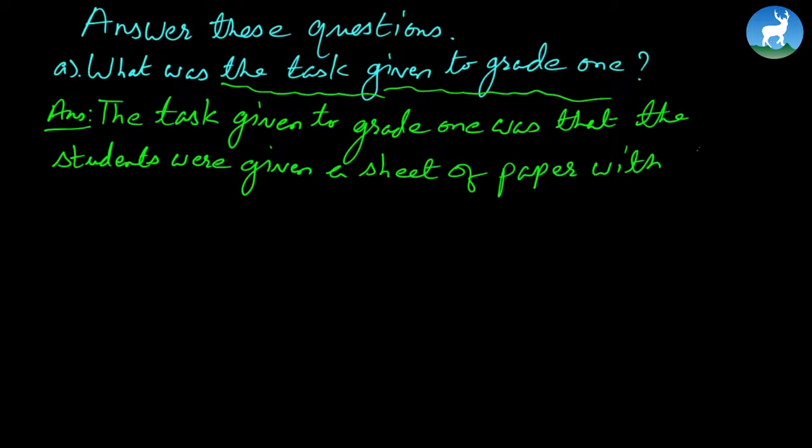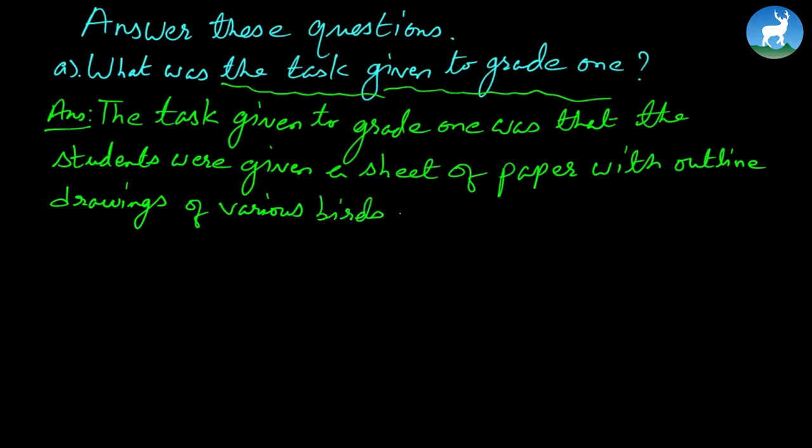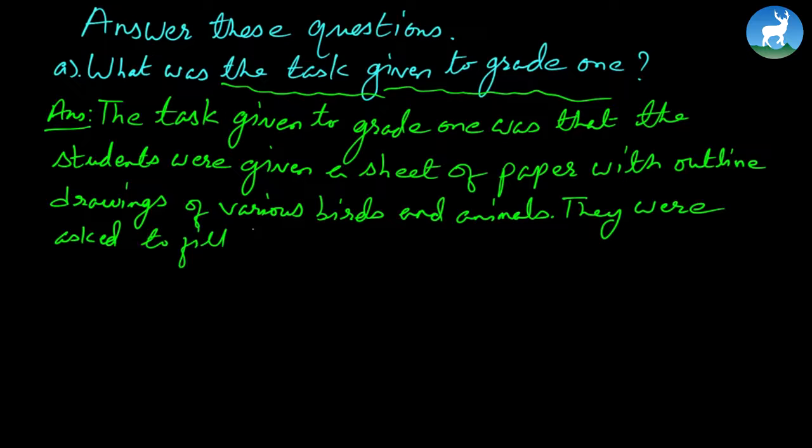paper with outline drawings of various birds and animals. They were asked to fill colors in those pictures. See, the task given to grade 1 was that the students were given a sheet of paper with outlined drawings of various birds and animals. They were asked to fill colors in those pictures. So this was the task that was given to grade 1 student.